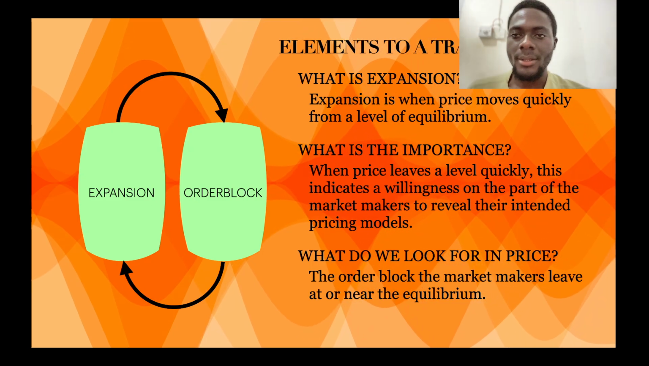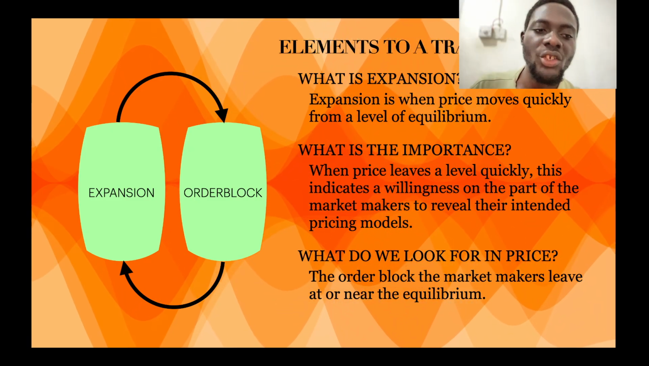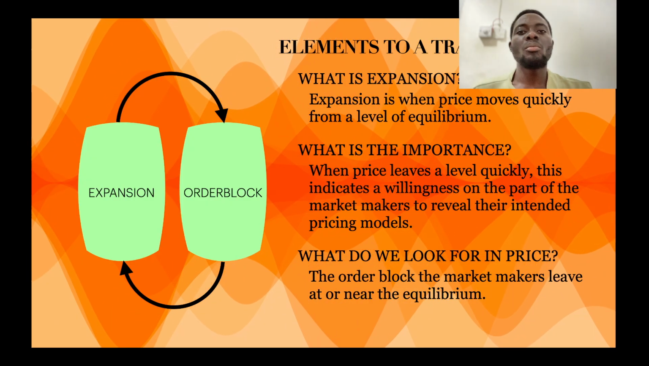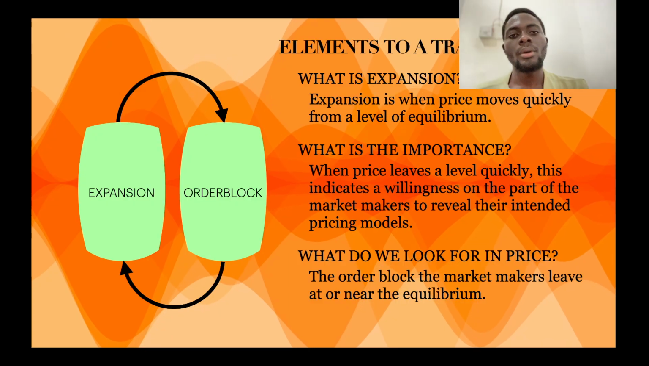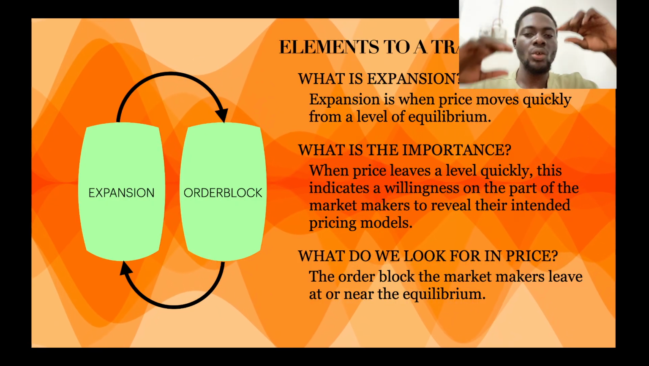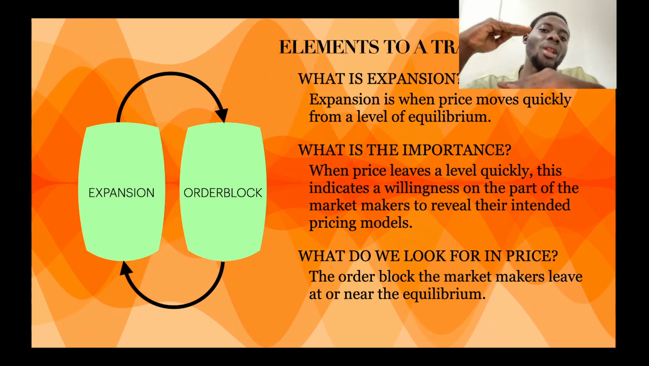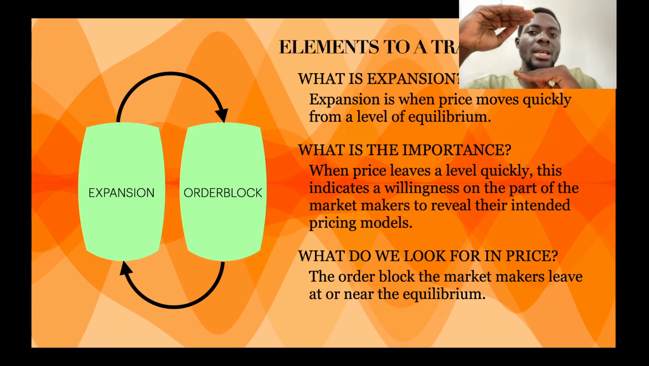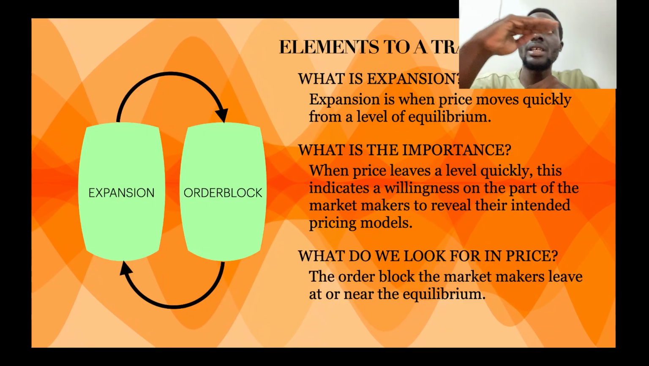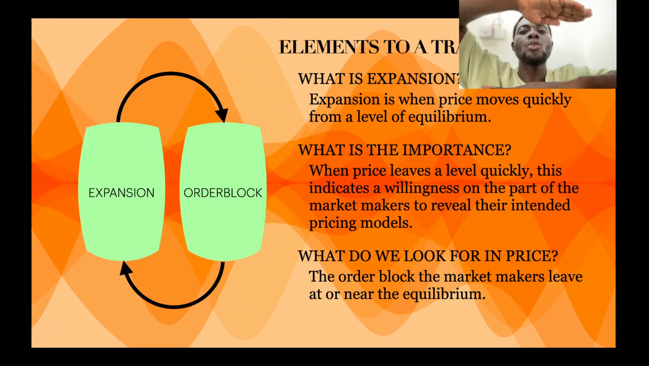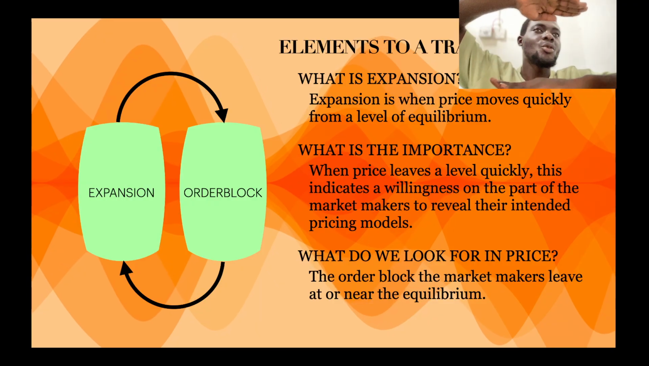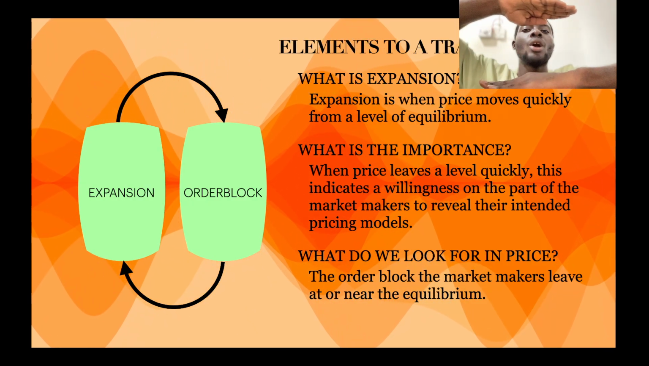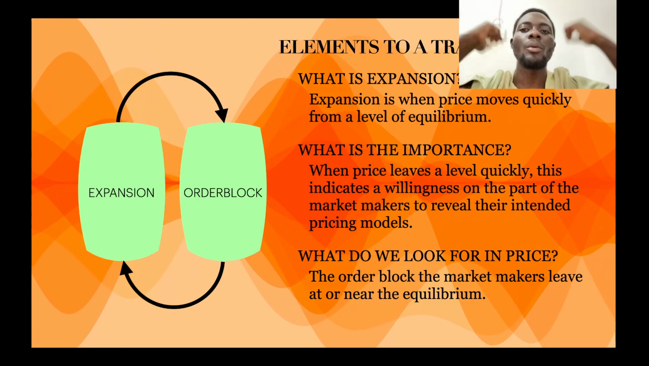Now, this is the interesting part. Elements to a trade setup. What is expansion? Expansion is when price moves quickly from a level of equilibrium. Now, equilibrium also means not consolidation. Equilibrium is a level in consolidation. Let me clear that so that you are not confused. Equilibrium is the midpoint. If you look at this range, the midpoint of this range is what we call the equilibrium. So expansion is when price moves quickly from a level of equilibrium.